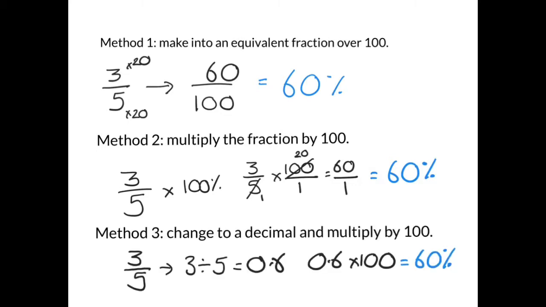The third method is I can change my fraction into a decimal, which, as you remember, you do by dividing it out. So 3 divided by 5, which gives us 0.6, which I've written very badly. And then we multiply the decimal by 100. 0.6 multiplied by 100, 60%.